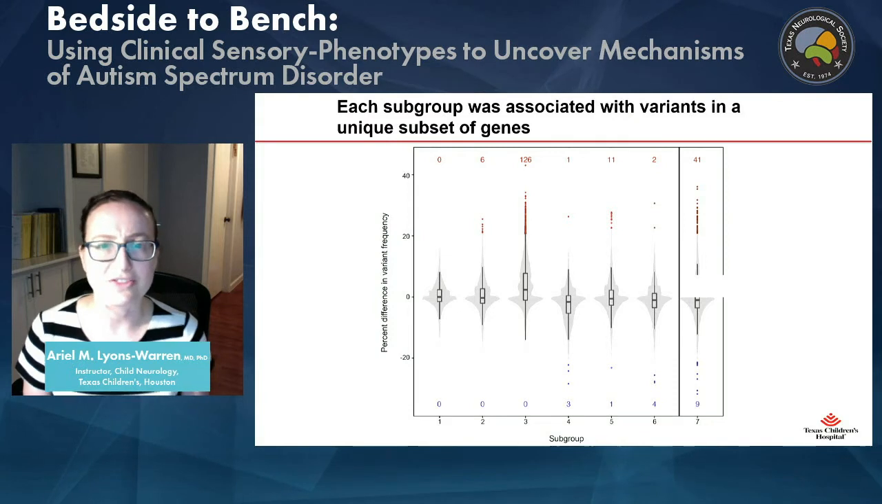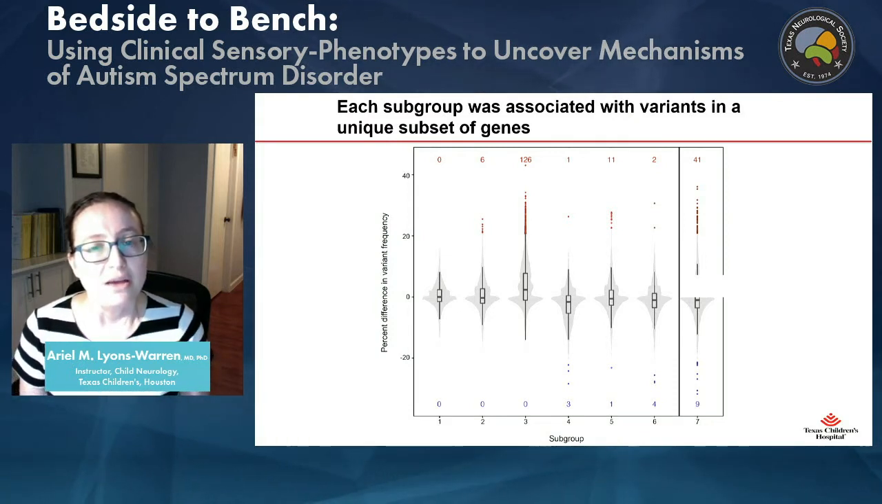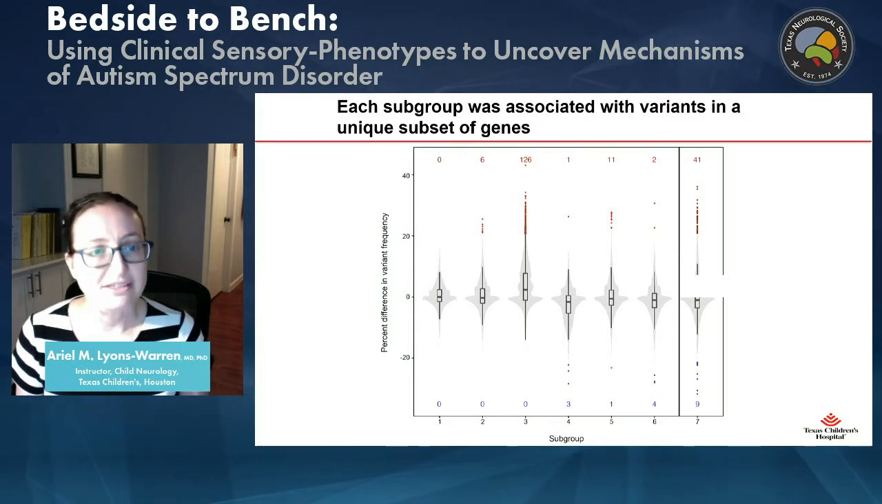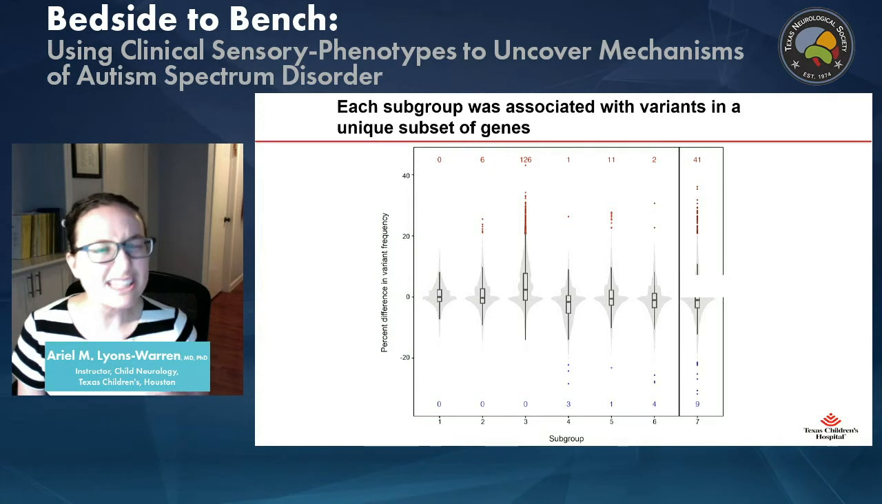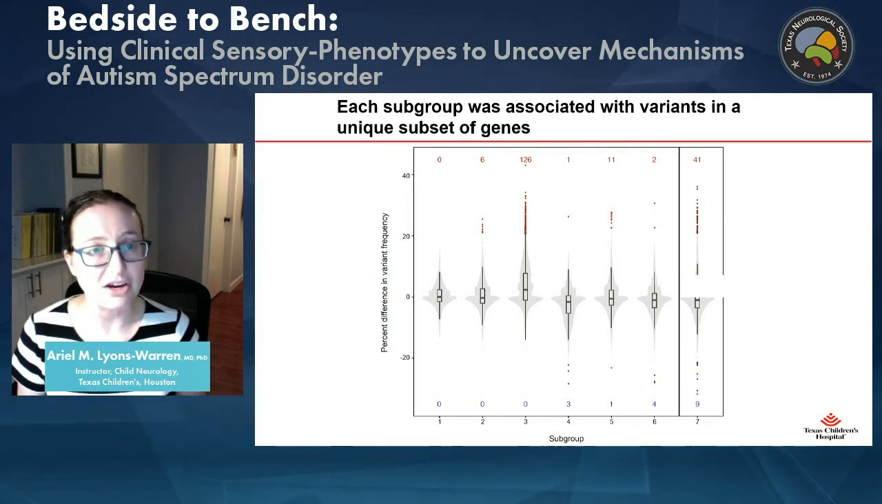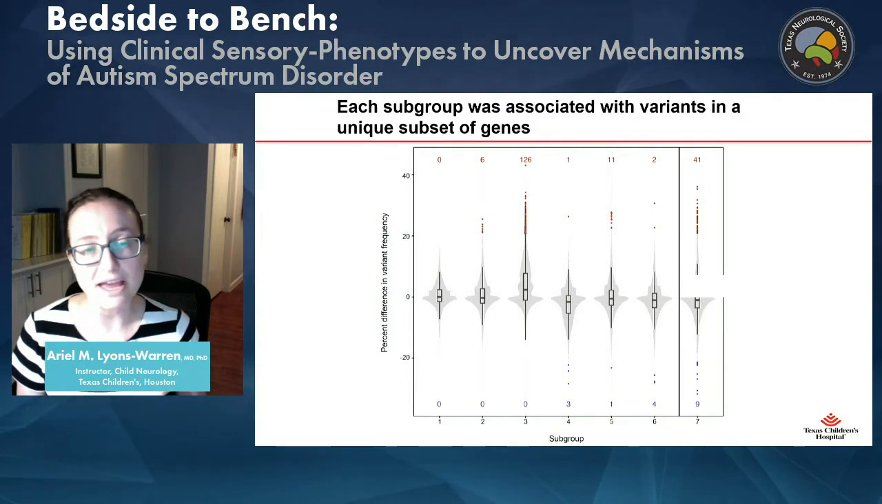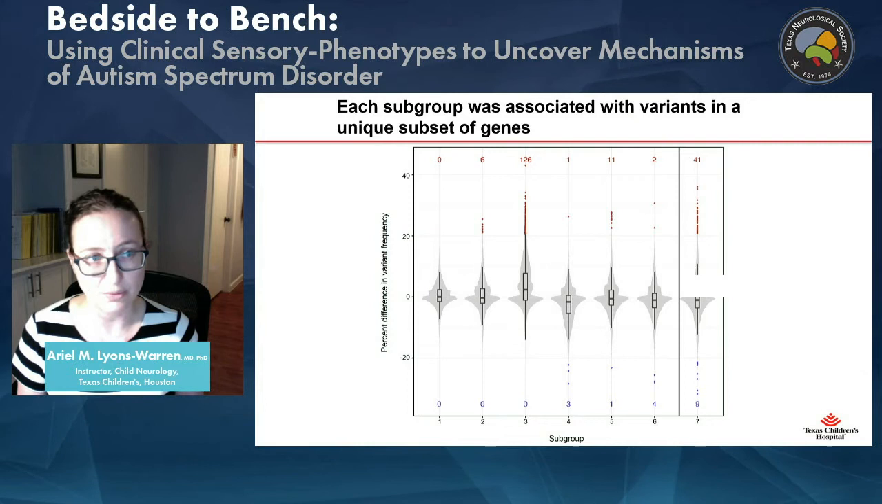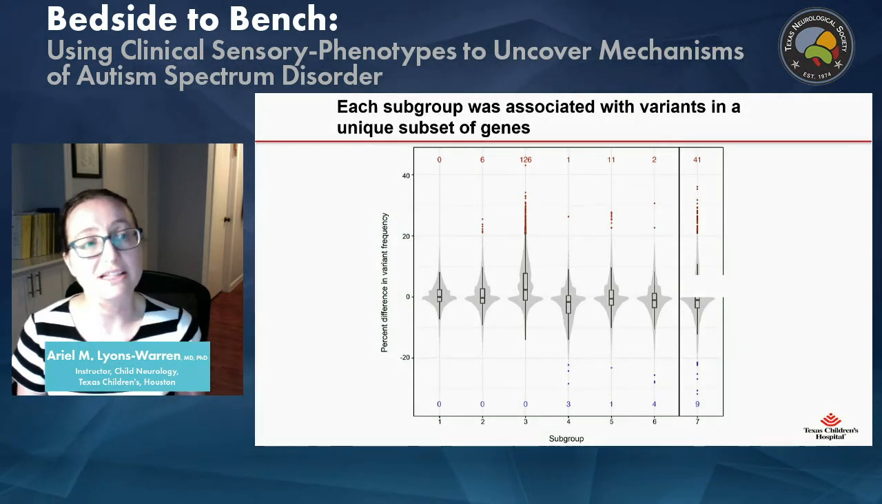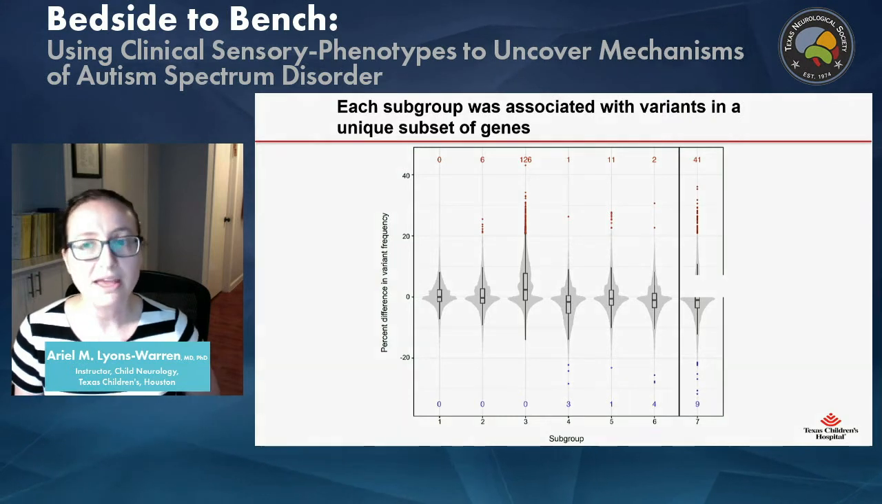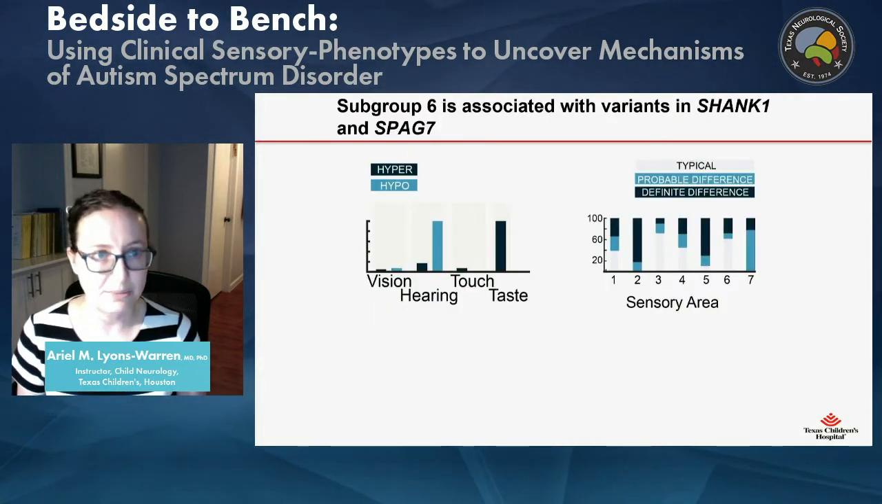Oh, I'm so sorry about this graph. But what I want you to focus on is that the subgroups are listed on the x-axis, and we're looking at percent difference in variant frequency. And so the take-home message here is that there were specific genes that were selectively more likely to have a variant in each subgroup relative to the other subgroups, suggesting that there might be something about those genes that was causing that specific pattern. And I'm just going to show you one example here.